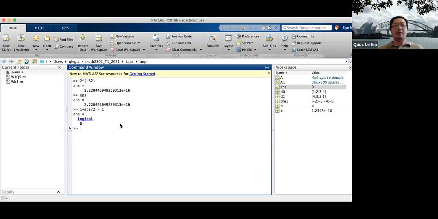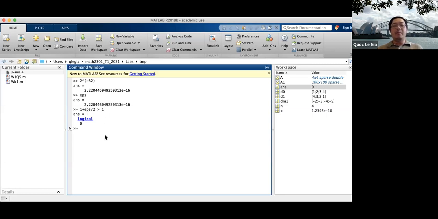Zero. Why is that? It's 0. But why is that? Because epsilon is the gap between 1 and the next machine number. So epsilon over 2 is too small for MATLAB to manage, so it is treated like 0. So 1 plus 0 cannot be bigger than 1.